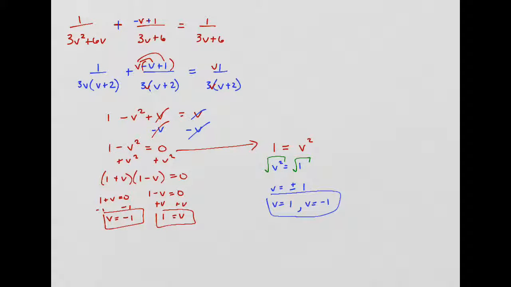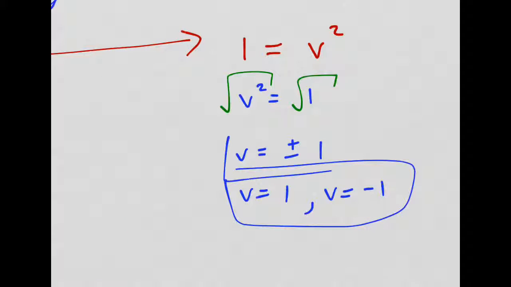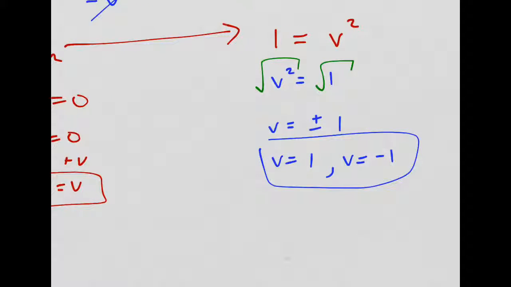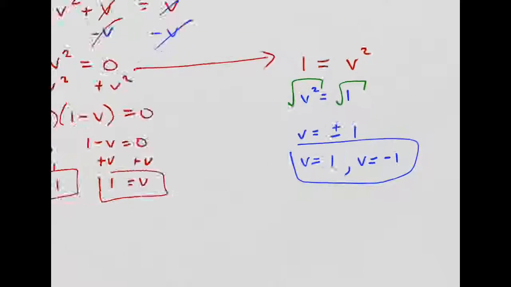Would it be wrong if I just left it as v equals plus or minus 1, like this? Would it be wrong? The answer is no. That's the same thing. You're fine with that. It's just some people don't realize this is 2 answers. So I just write it explicitly so that they can see. But it is correct, and they're the same thing.